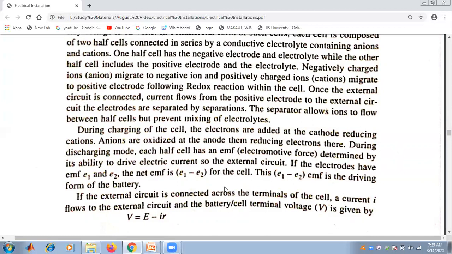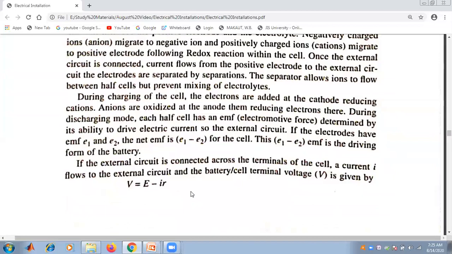If the electrodes have EMFs of E1 and E2, the net EMF becomes the difference between the two EMFs, that is E1 minus E2 for the cell. This E1 minus E2 EMF is the driving force of the battery.